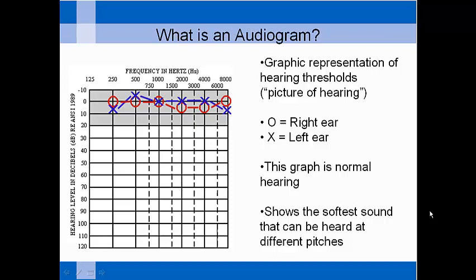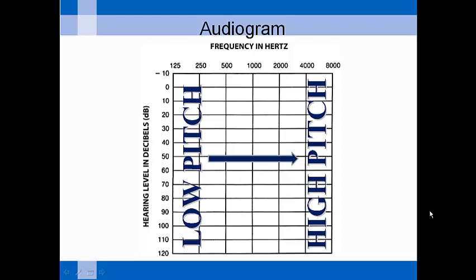All right, so what we're going to go over now is what is an audiogram. An audiogram is how we draw a picture of somebody's hearing. So this is a graphic representation of the softest sounds or the hearing thresholds that a person can hear. So as you can see on this picture, the red circles are your right ear and the blue X's are the left ear. Where these X's and O's are in that gray shaded area is normal hearing. So this is showing for this particular person the softest sound that can be heard at a bunch of different pitches.